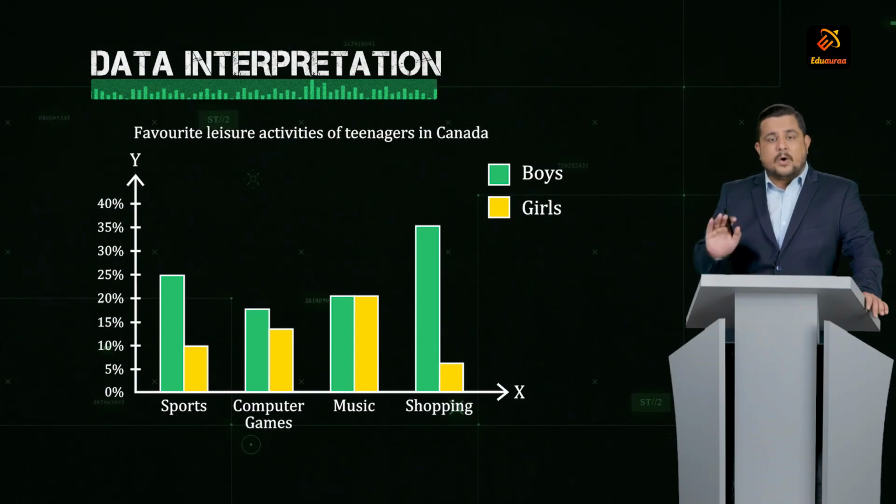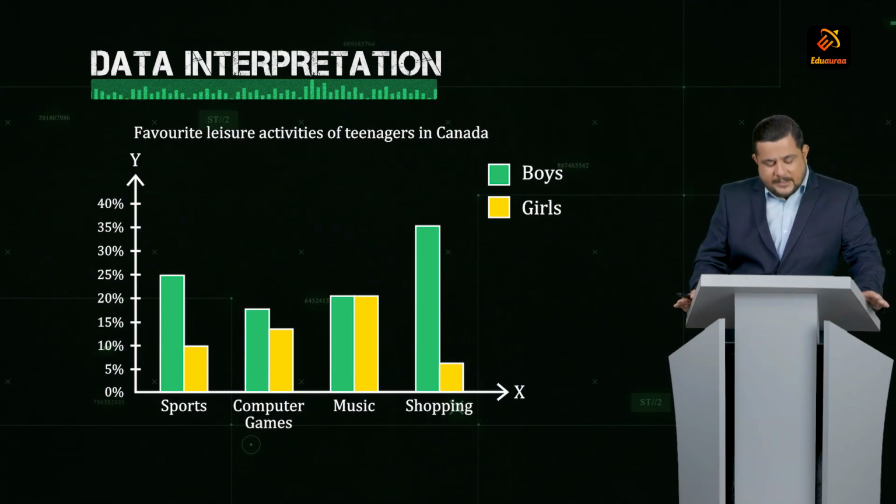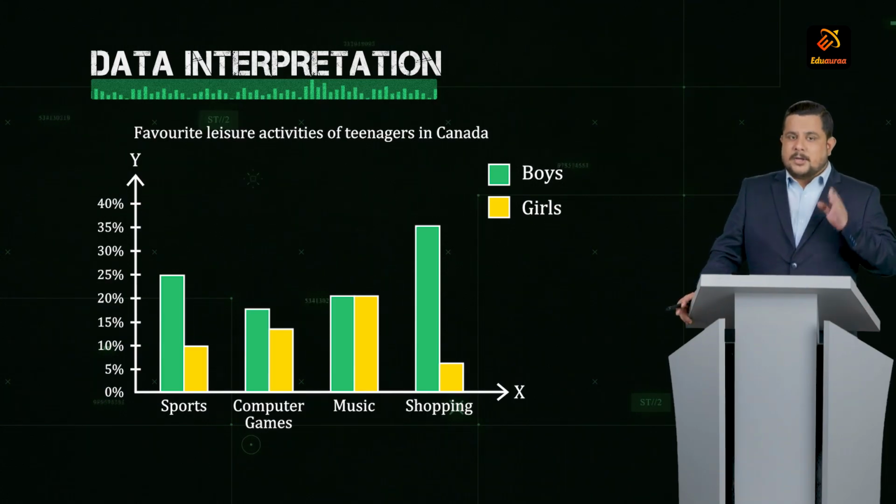So first of all, how to read that? That is the first thing. How will you read the data? Generally, in the vertical axis there will be a value, right? They will give you the discrete values, so you can take out those values.